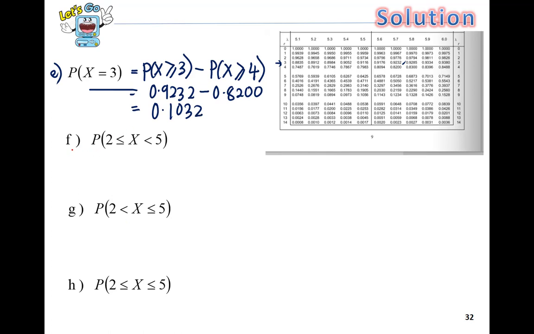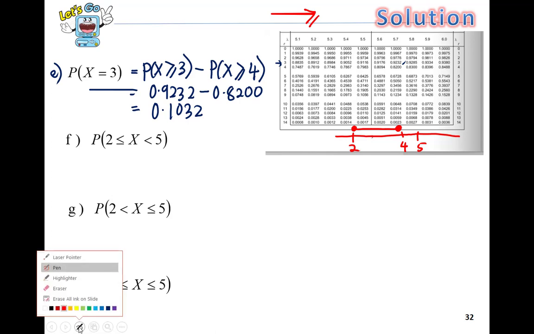Question F, probability of X between 2 and 5, including 2, excluding 5. So we draw a number line. We have 2 and we have 5. Make sure we do not want 5, so we are going to count up until 4 only. The question needs 2 until 4 only. The notation for the table is greater than or equal.